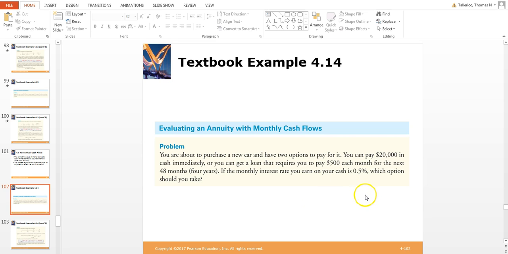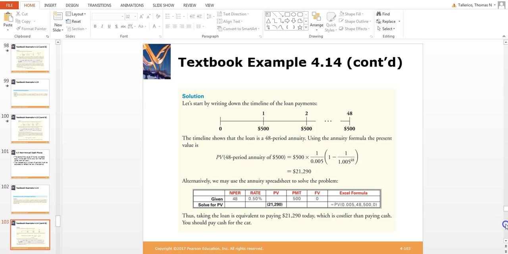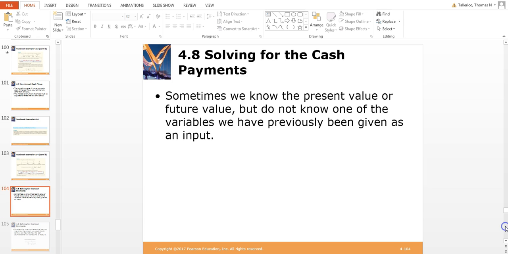All right, I believe we went over this problem already. You have a choice of paying $20,000 for a car, or paying $500 a month for the next 4 years. Which is cheaper to do? Which one will save you more money? You'll notice that the present value of the payments is $21,290. So you're better off, they say, making the $20,000 payment. However, they don't talk about paying the $20,000 having invested that $20,000.